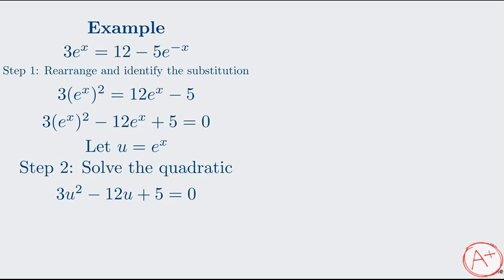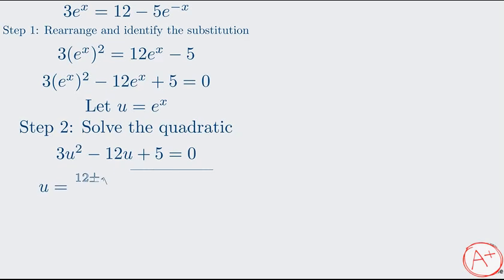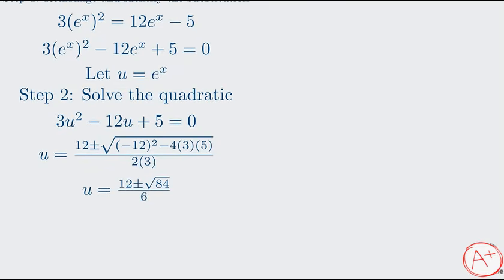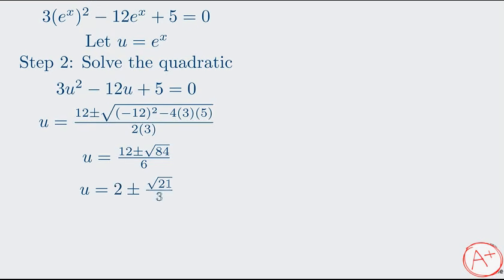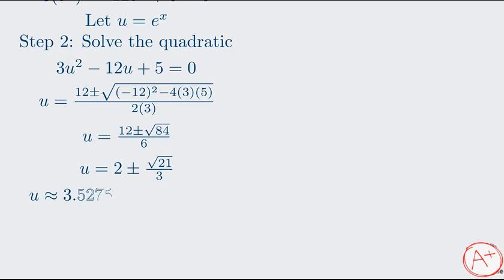This doesn't factorize easily, so we use the quadratic formula. u equals 12 plus or minus the square root of -12 squared minus 4 times 3 times 5, all over 2 times 3. u equals 12 plus or minus the square root of 84 over 6. Simplifying the surd, we get u equals 2 plus or minus the square root of 21 over 3, which gives us approximately u equals 3.5275, or u equals 0.4725.